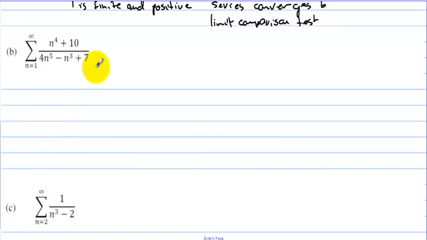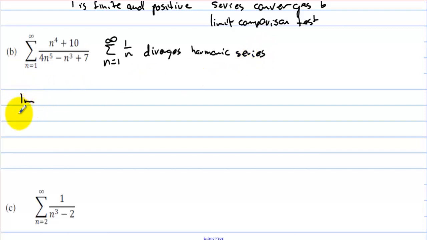In example B, we are going to compare this one to the sum from n equals 1 to infinity of, how about 1 over 4n? We don't have to do 4n, we can just do 1 over n. And this one diverges. Diverges, it's the harmonic series.